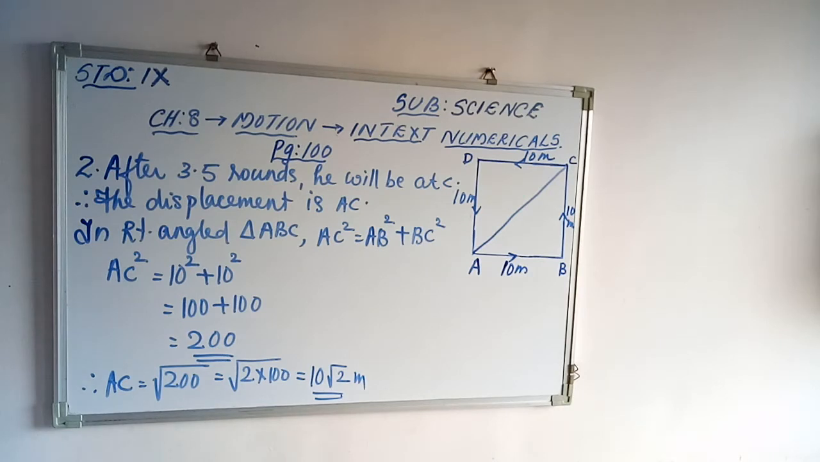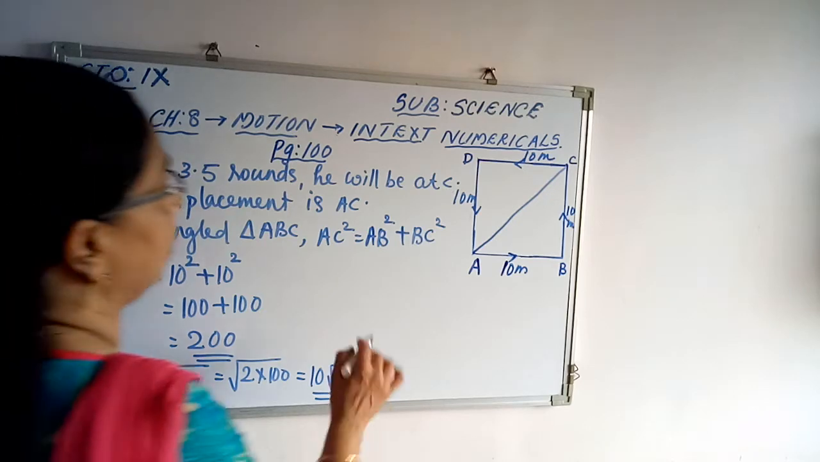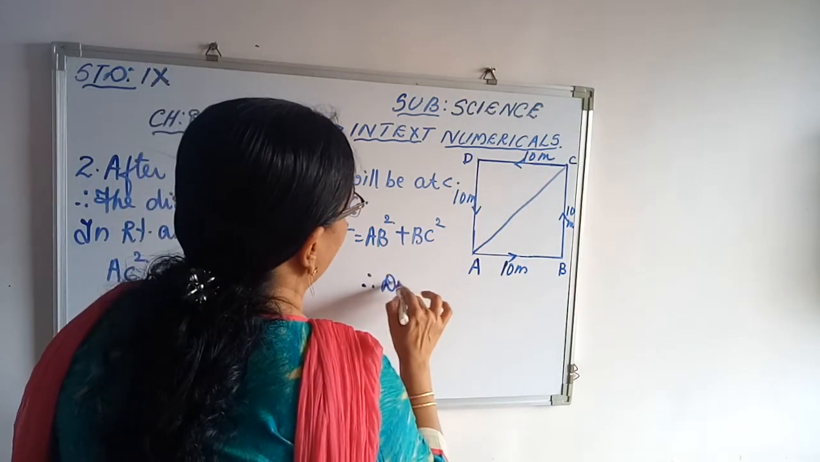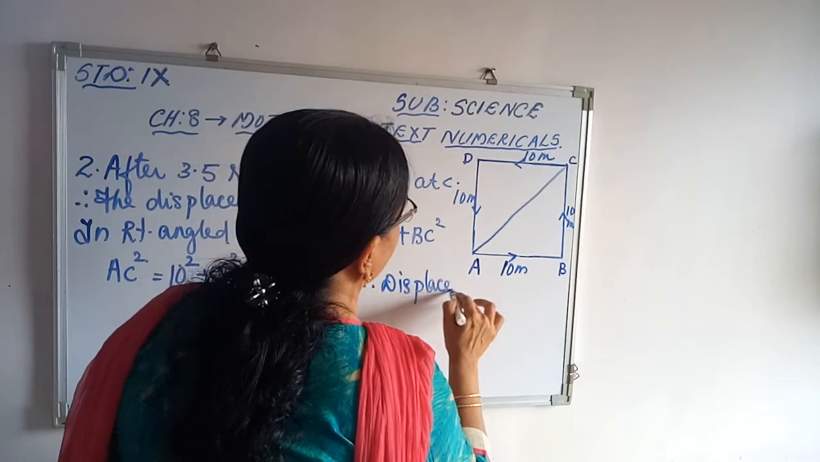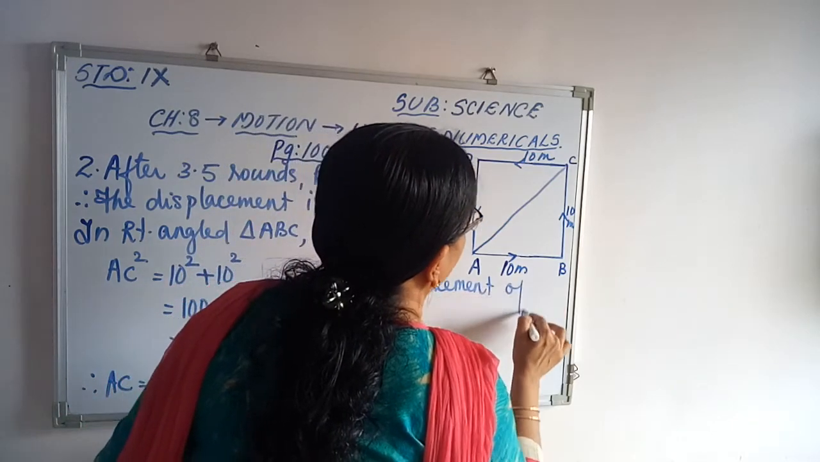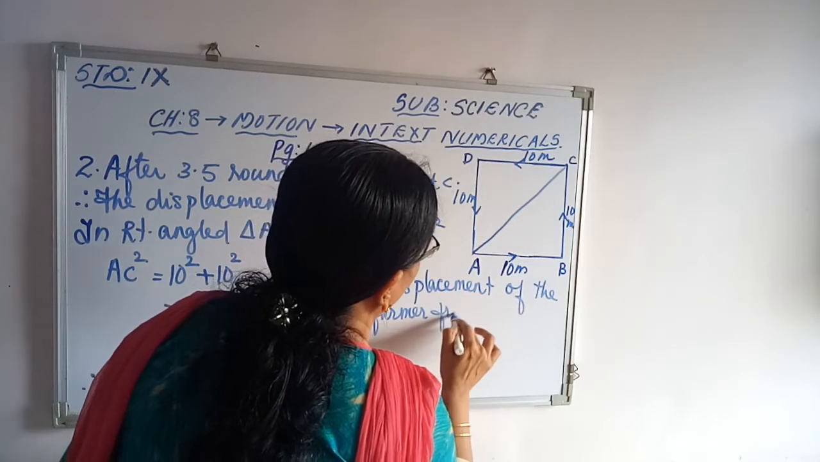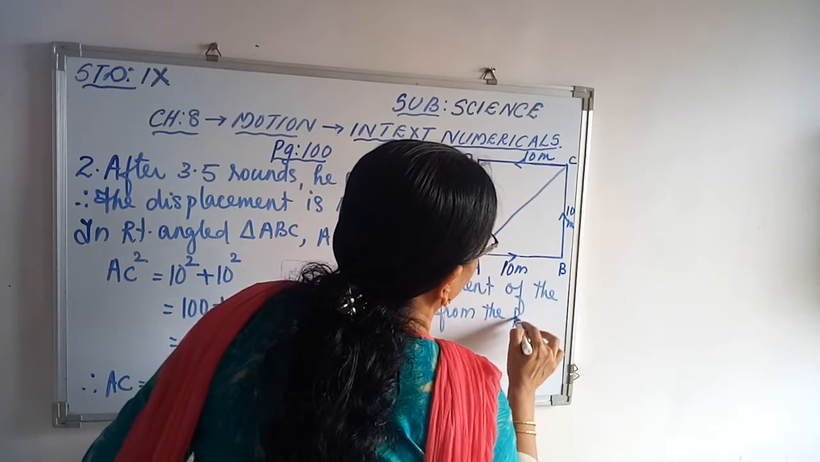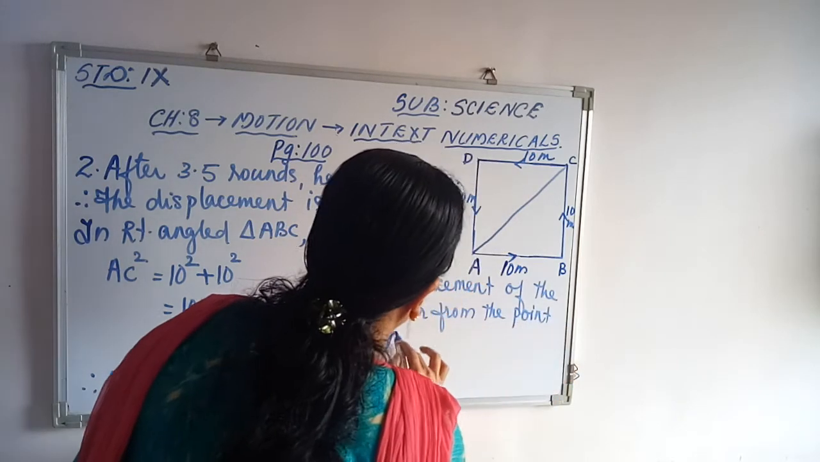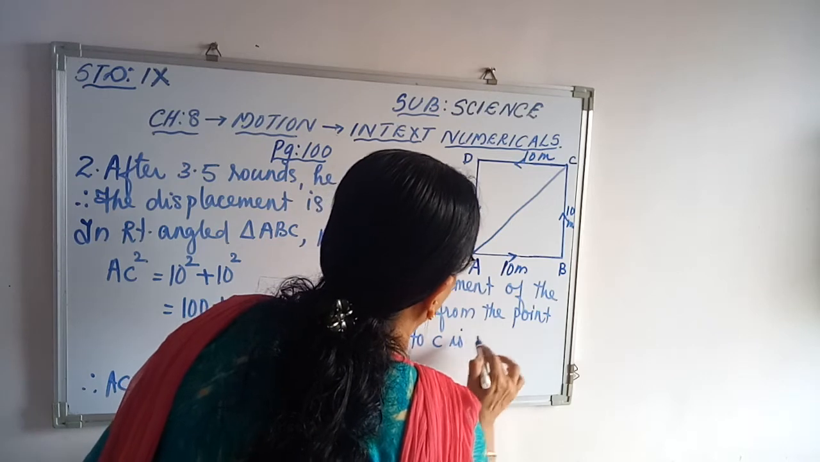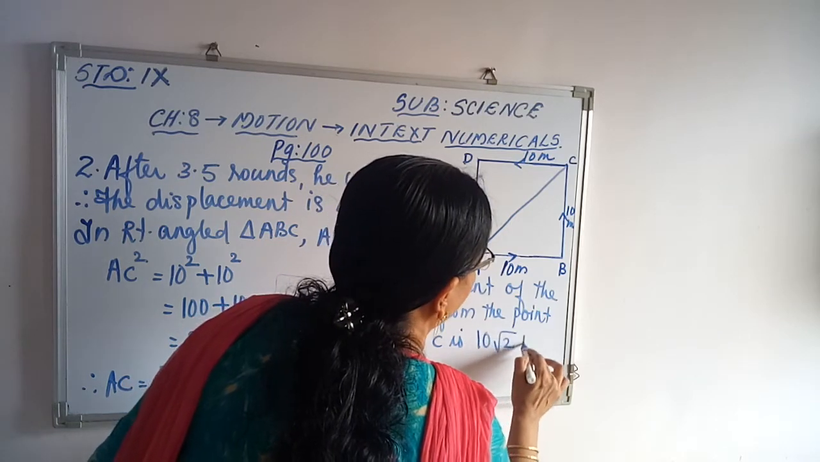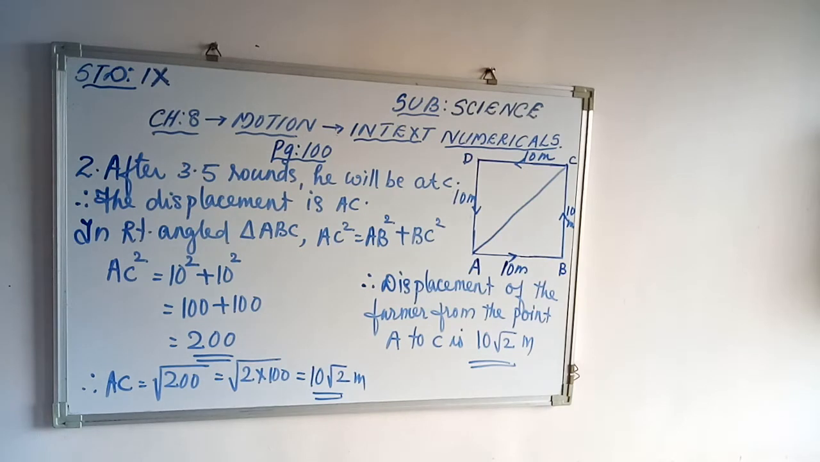That is AC. So we can write the final answer: the displacement of the farmer from the point A to C is 10 root 2 meter. Isn't it? That's the answer. I hope the second question is clear to you.